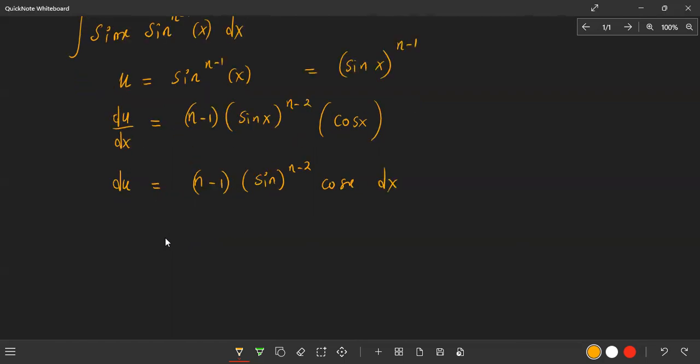Now let's find our v. Our dv is what remains after taking out our u. So our dv is simply sine x dx, and then integrating both sides, I'm going to have our v equal to the integral of sine x. This is negative cos, right? Negative cos, yes. So that's our v.